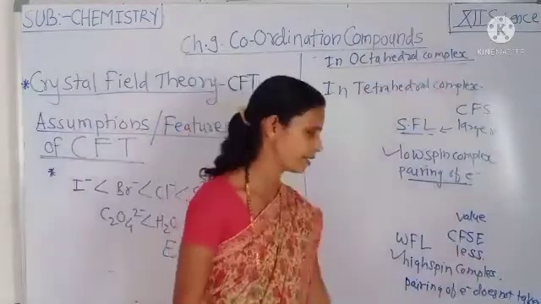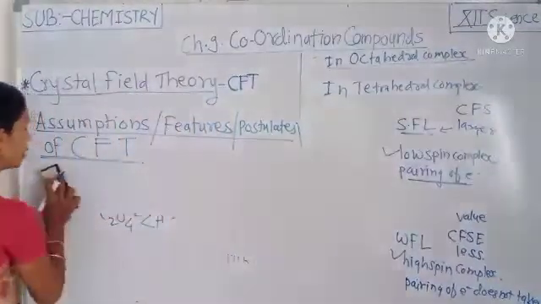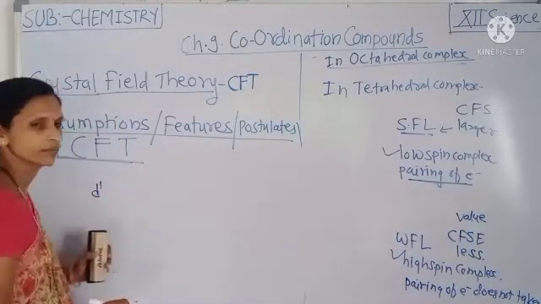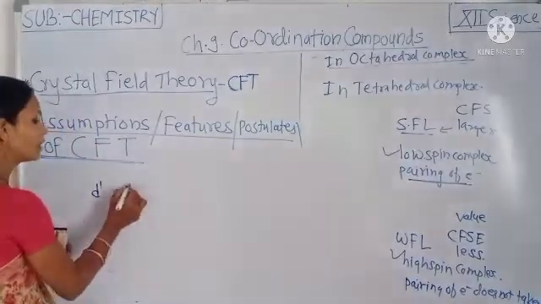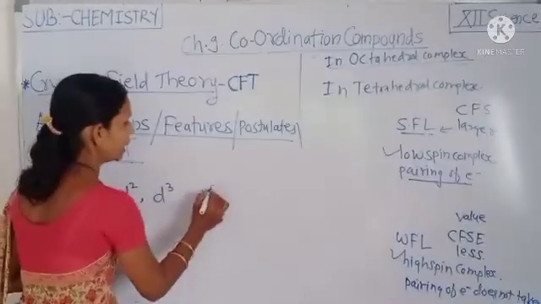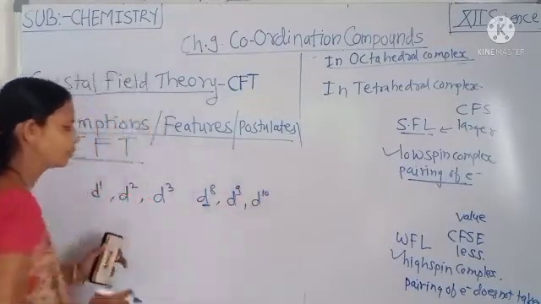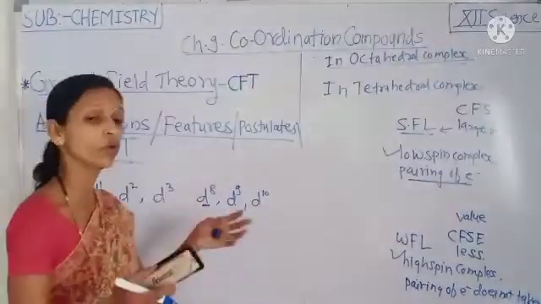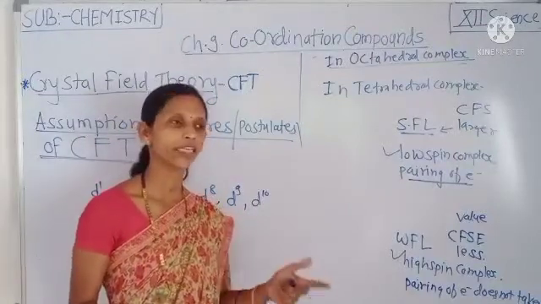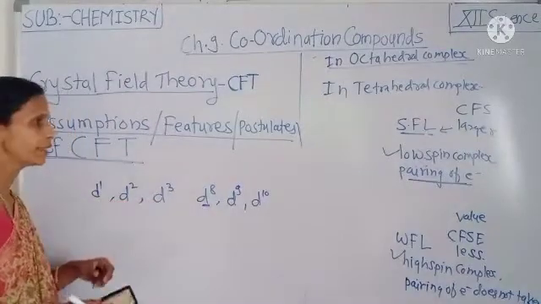Whether the complex is tetrahedral or octahedral, for a metal ion in which the d orbital possesses one electron, 2 electrons, 3 electrons, as well as 8 electrons, 9 electrons and 10 electrons in the d orbital, when that metal ion forms a complex, there is no distinction between high spin and low spin complexes.